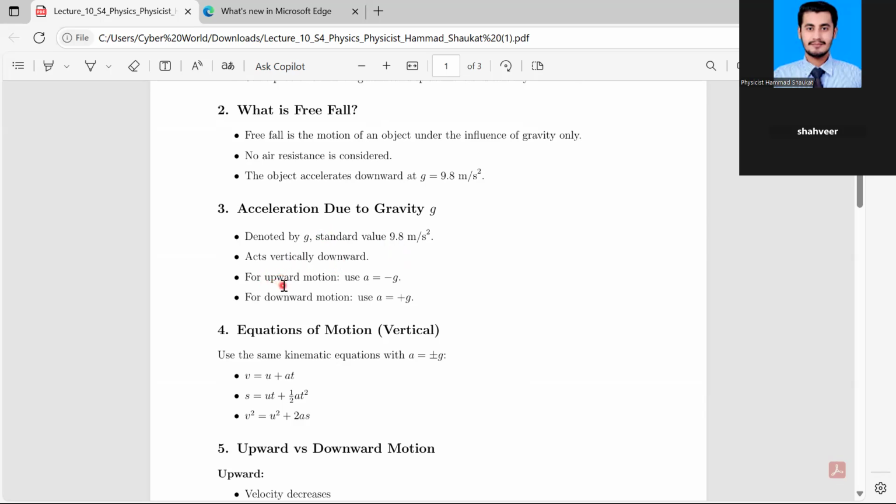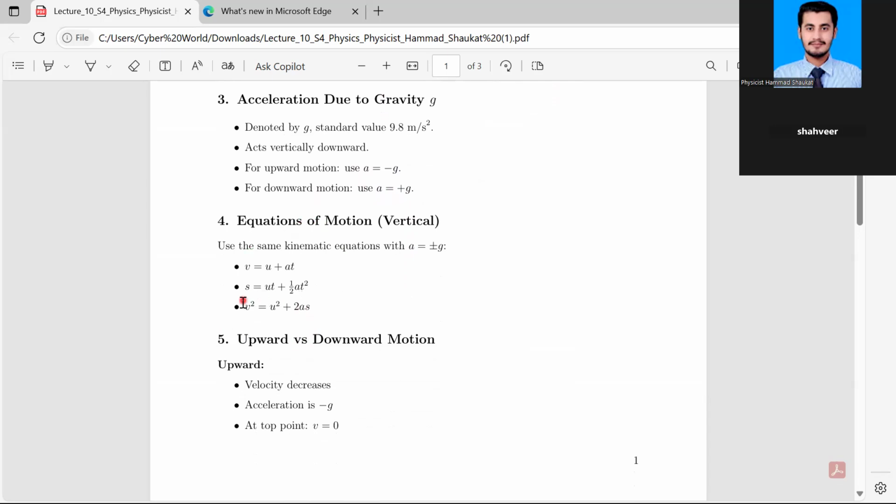If your body is moving upward, it means it is moving against the action of gravity, so you have to take the acceleration as minus g. We already did this in our previous lectures in example problems. And if a body is moving downward, it is moving under the action of gravity, so you take the acceleration of gravity as positive g, meaning positive acceleration.